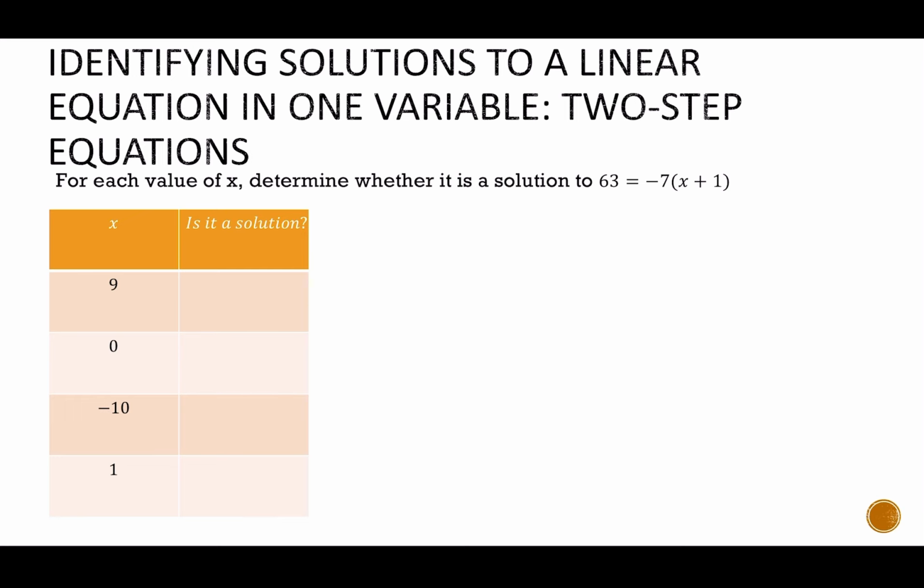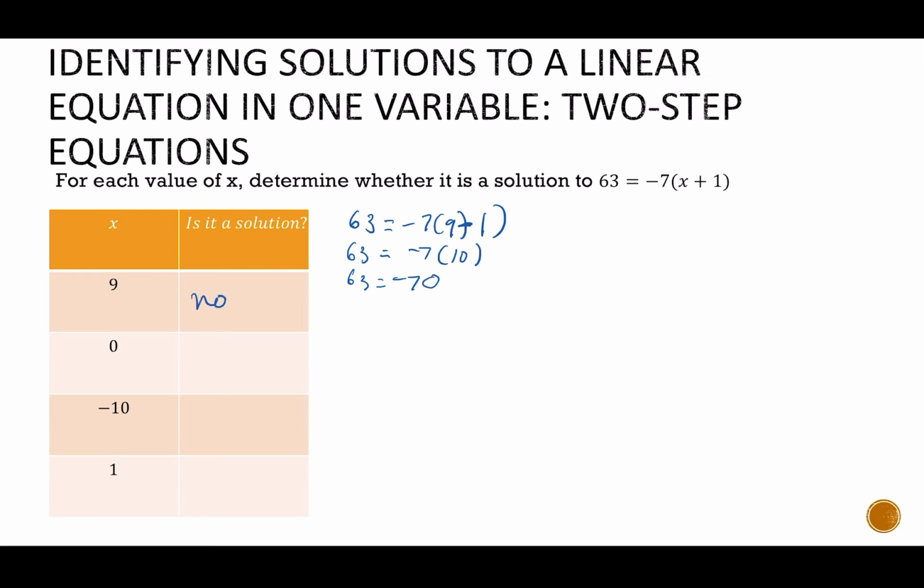So for that, we're going to substitute in these x values it gives us. So for example, I have 63 equals negative 7 times 9 plus 1. That would be 63 equals negative 7 times 10. So 63 equals negative 70. That's not a solution, so no.